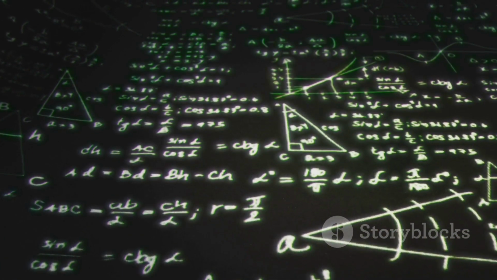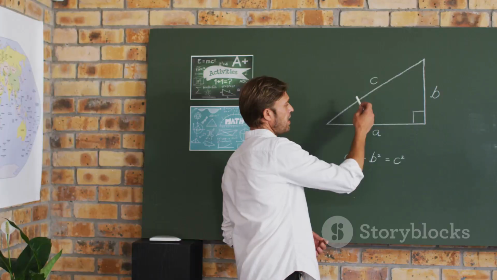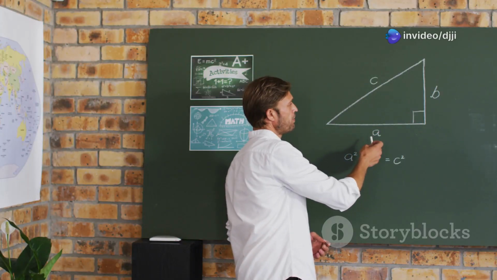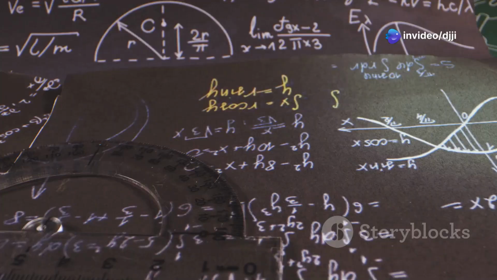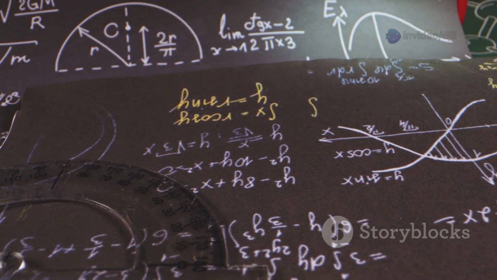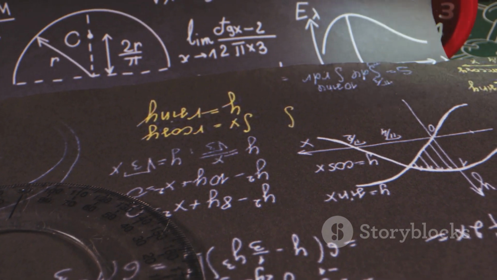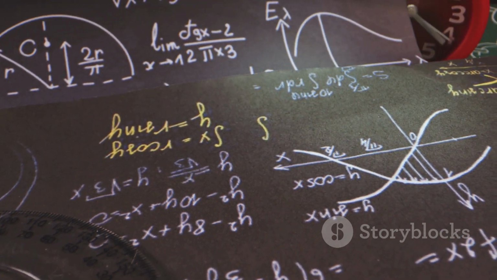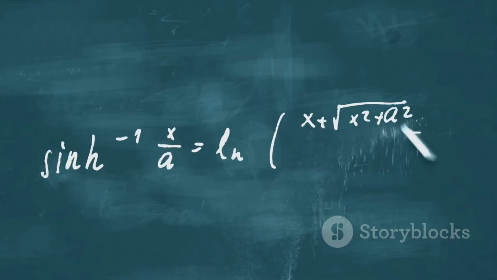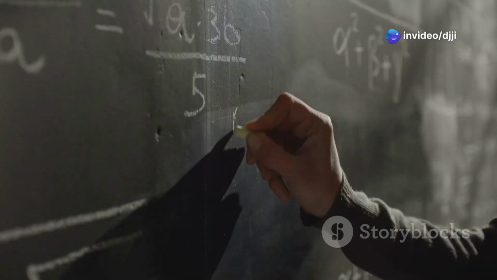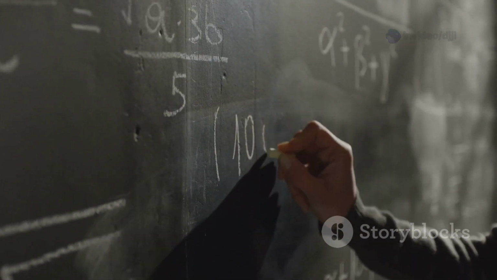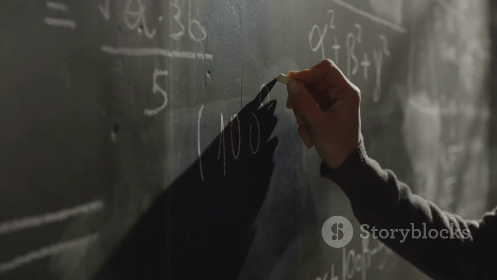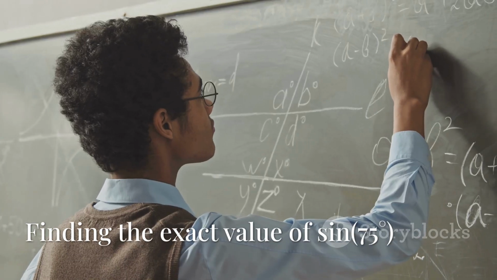The sum and difference identities allow us to express trigonometric functions of sums or differences of angles in terms of trigonometric functions of the individual angles. For example, sine of a plus b equals sine of a times cosine of b plus cosine of a times sine of b, and cosine of a minus b equals cosine of a times cosine of b plus sine of a times sine of b. These are really useful for finding exact values of trigonometric functions of angles that are not special angles or for simplifying expressions.